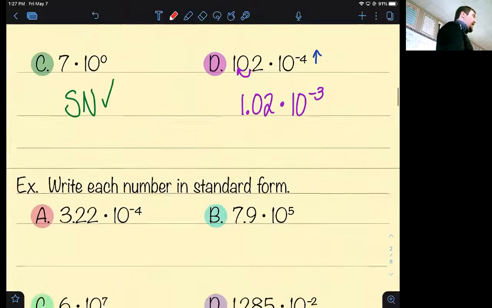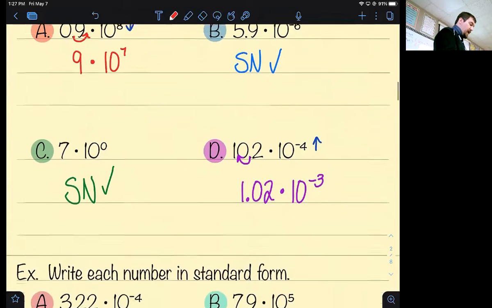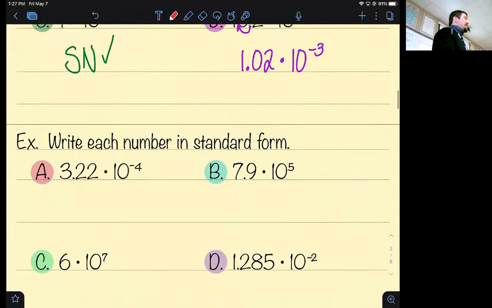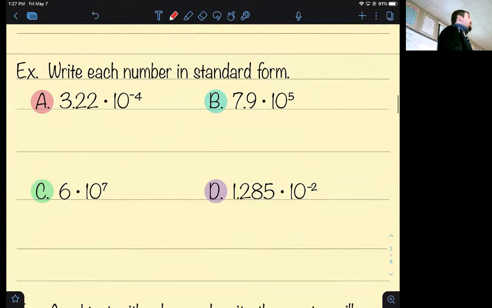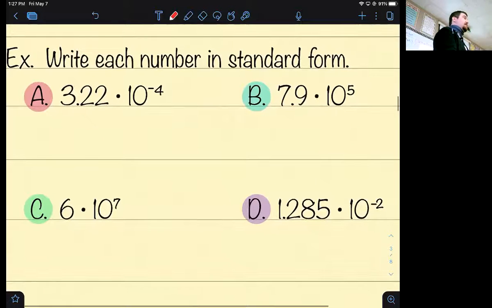All right, so now that we know what it looks like, let's see if we can write numbers that are already in scientific notation in standard form. Notice all 4 of these numbers are in scientific notation. That is not the question. I'm not asking you if they're in scientific notation. I'm asking you to convert them out of it.